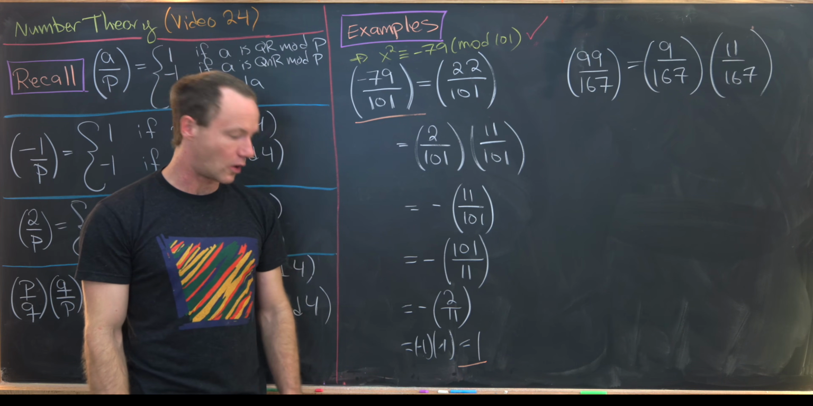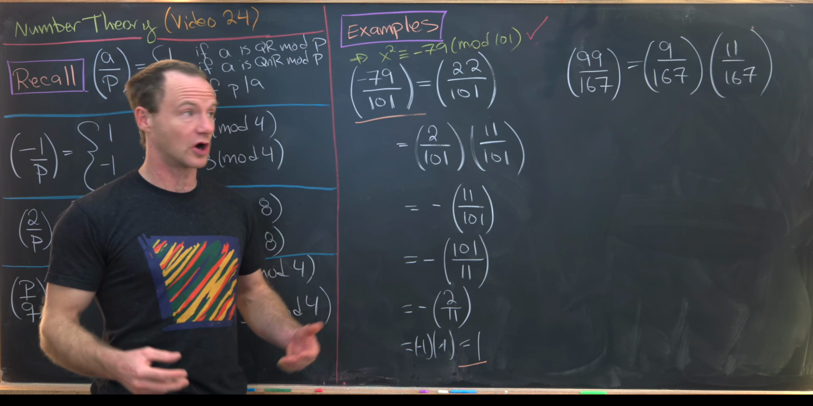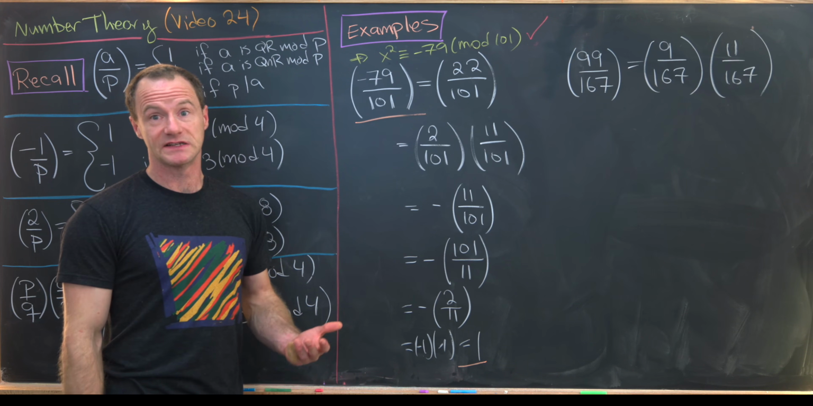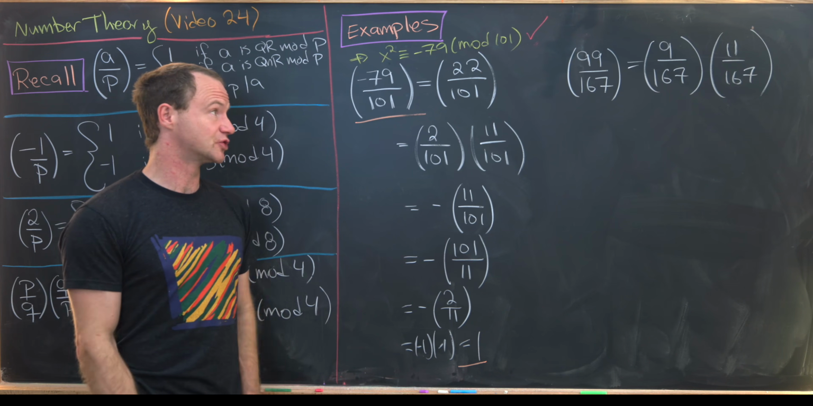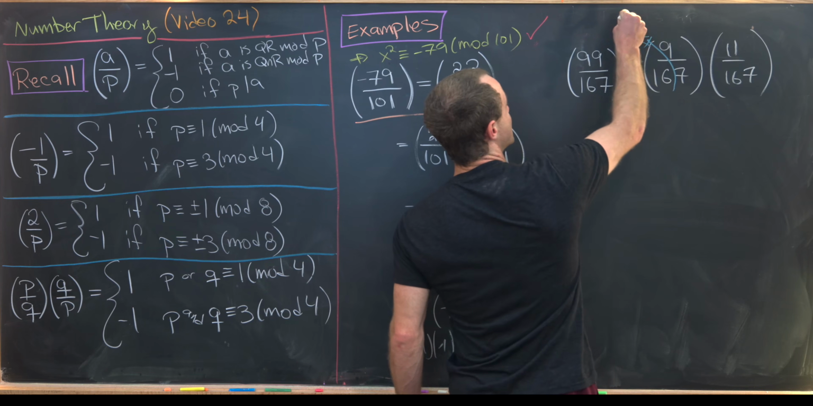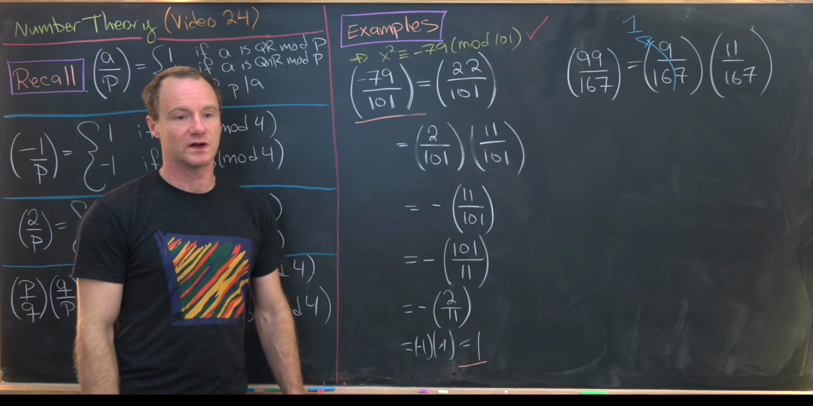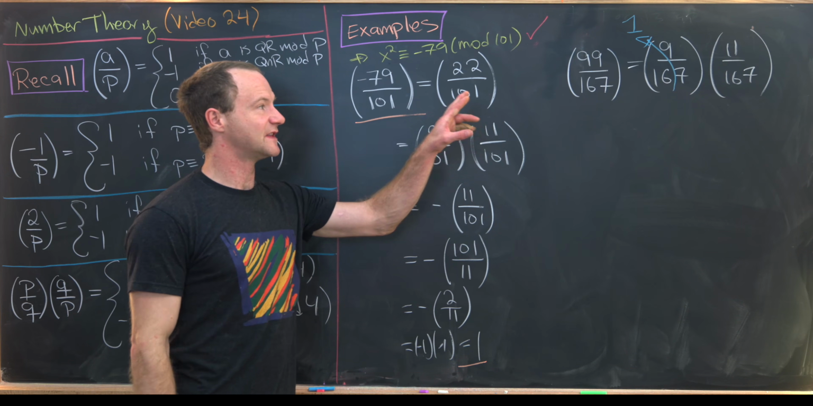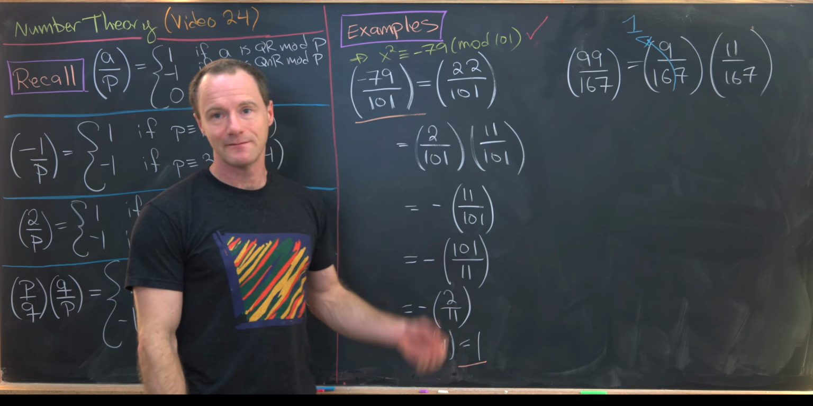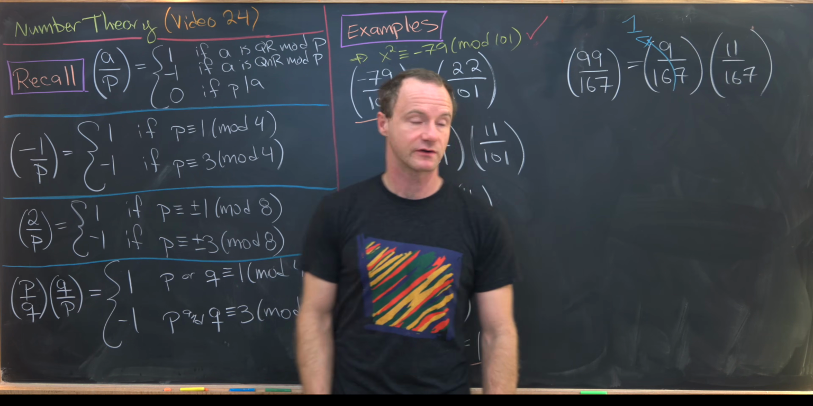But look, 9 is already a perfect square, and this Legendre symbol is asking the question, are you a perfect square? Given the fact that 9 is a perfect square, just by visual inspection, we're good to go there. We can immediately replace this with 1. And then we've just got to reduce this 11 by 167. Let's notice that they are both congruent to 3 mod 4, and so that means if we flip them, we'll pick up a minus sign by quadratic reciprocity.